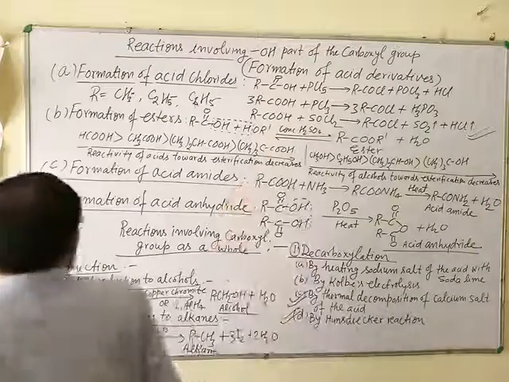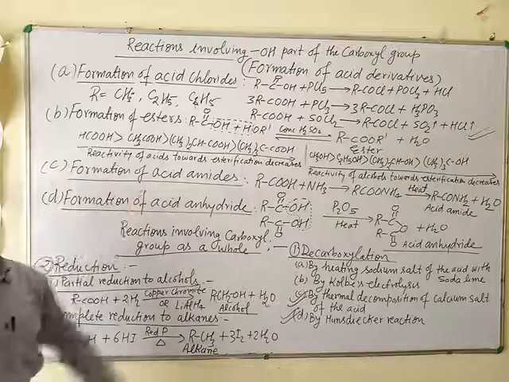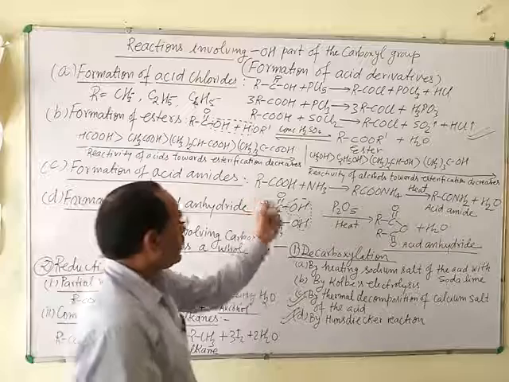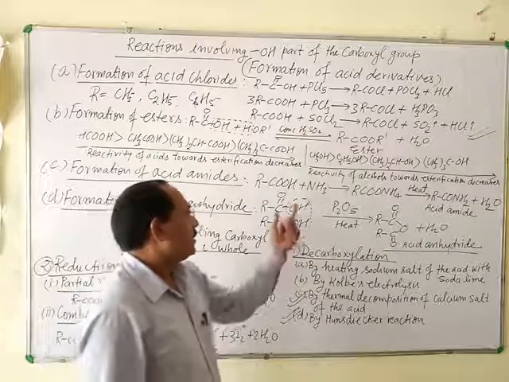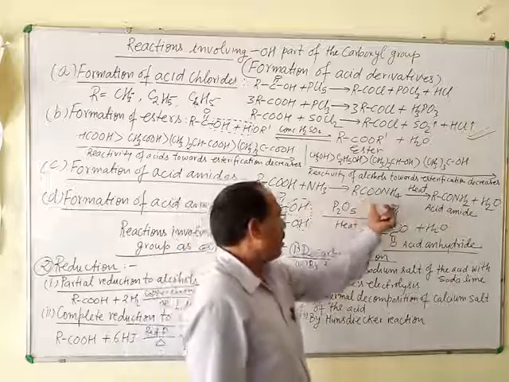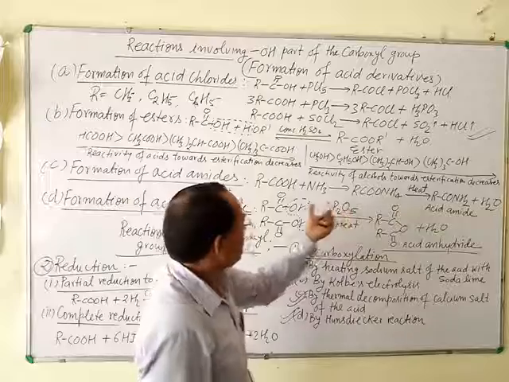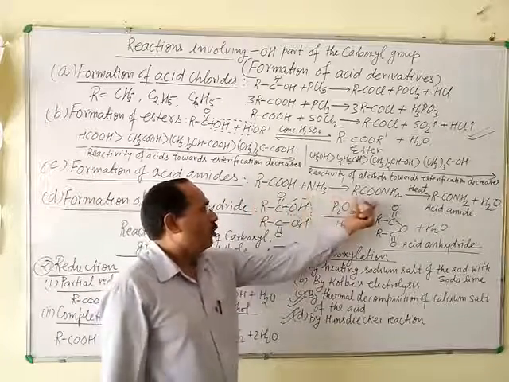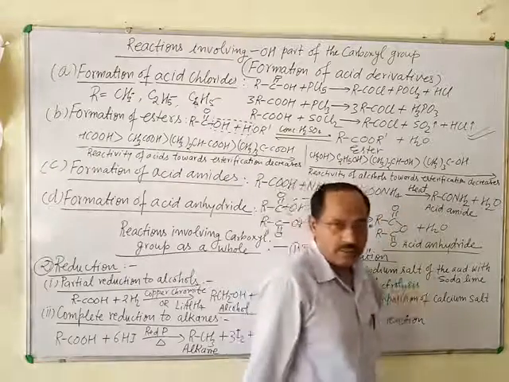This is about esterification. Next, formation of acid amides. Acid amides can be obtained by taking carboxylic acid with ammonia, followed by heating the obtained product. That means first of all, when the acid reacts with ammonia, ammonium carboxylate is obtained, which on heating gives acid amide.